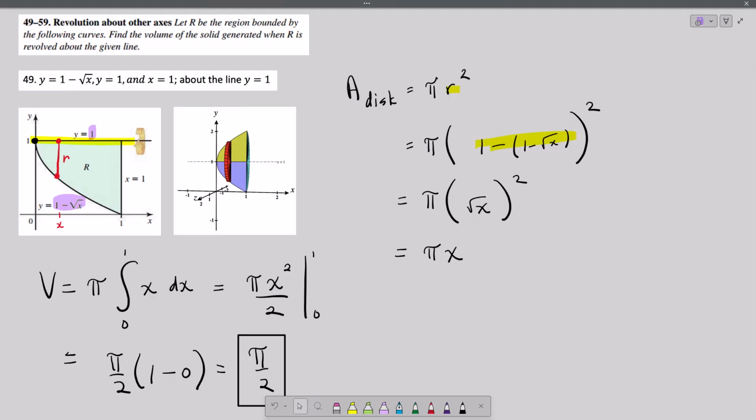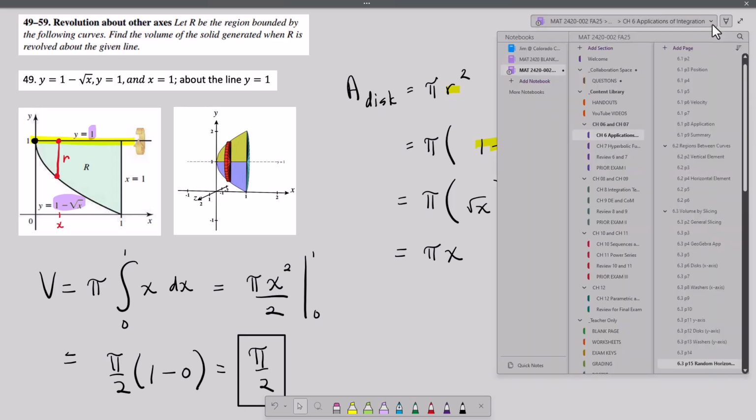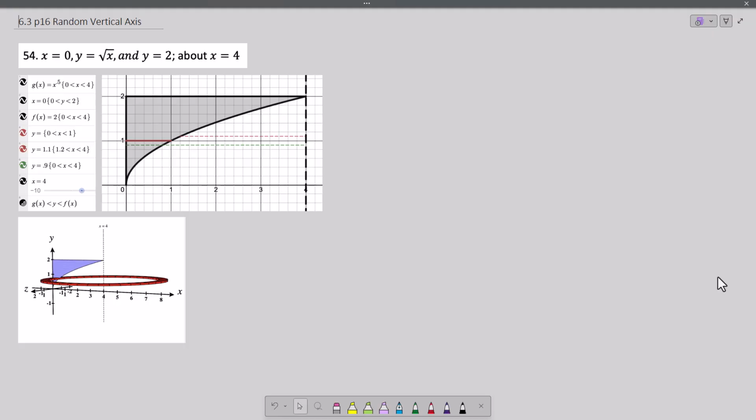All right, so the real difference is that this radial value, this radius here, you have two curves that are generating the endpoints for that radius. But you still haven't done anything drastically different. You're still doing upper minus lower for a vertical distance. All right, let's try another one of these.